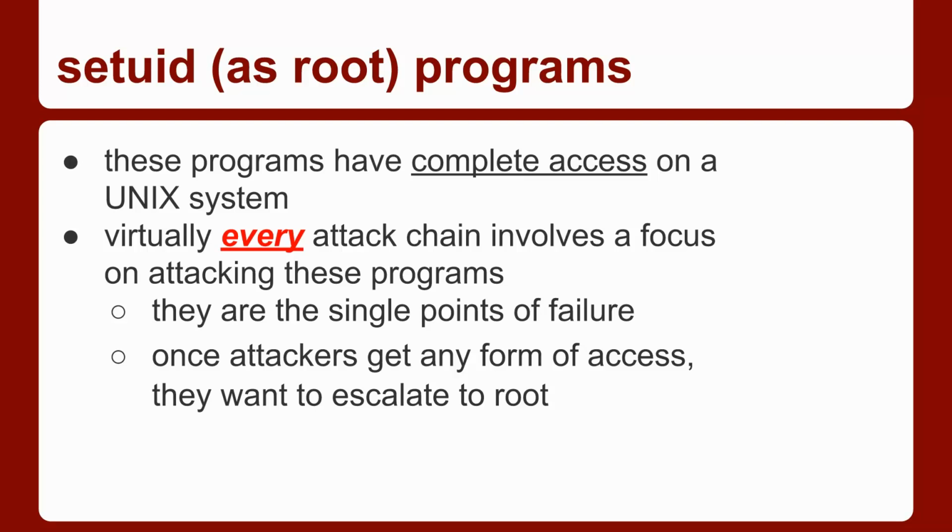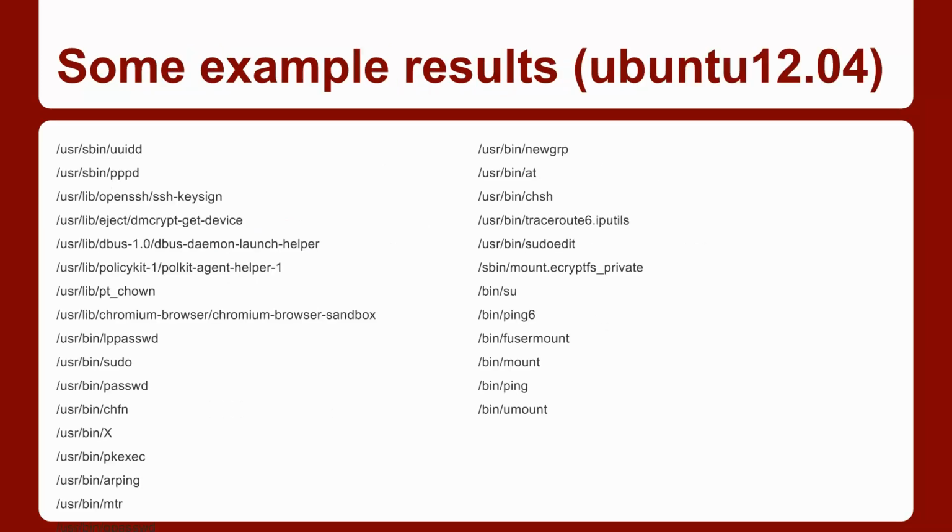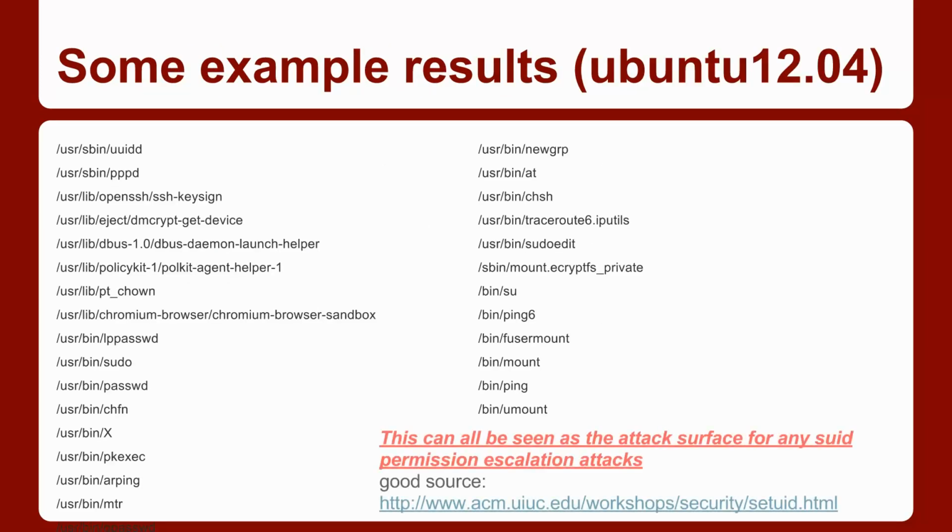So anything that's set UID as root has root privileges, and most attacks in a Linux system, if they gain initial access, will involve doing reconnaissance to see if there's vulnerable versions of set UID programs and including these in the attack chain as they are single points of failure. So these are examples of things that are set UID binaries.